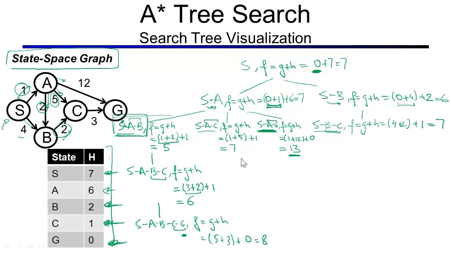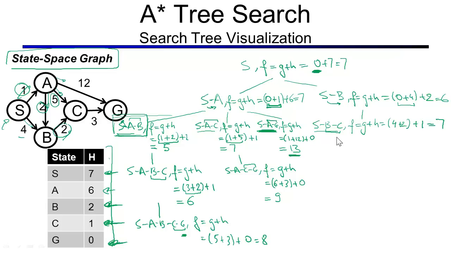We do alphabetical tie breaking, making us start with SAC. C has one successor, G, so we end up with SACG. The F cost is consisting of G plus H. G consists of the parent's G cost, which is 6, plus the transition C to G's cost, which is 3. And then the heuristic at the goal state is 0, so we end up with 9.